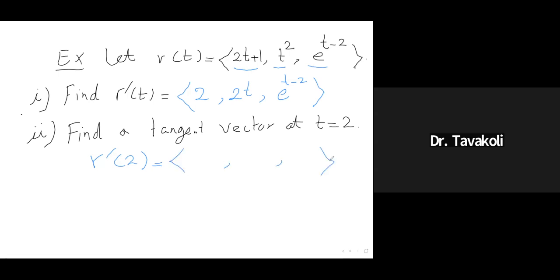So in these 3 coordinates, wherever I see t, I replace it by the value of 2. The first coordinate is just a constant, so I repeat that, 2. The second one, 2t, and when t is 2, 2 times 2, 4. And the last one, e to the power of 2 minus 2, which is 1. So this will be the tangent vector at t equals 2.